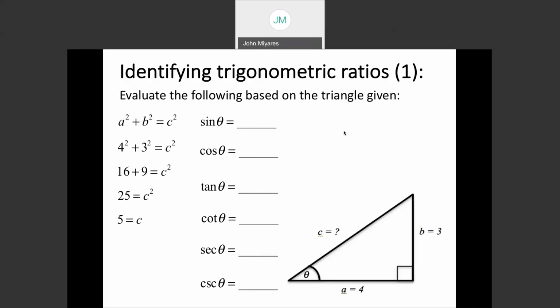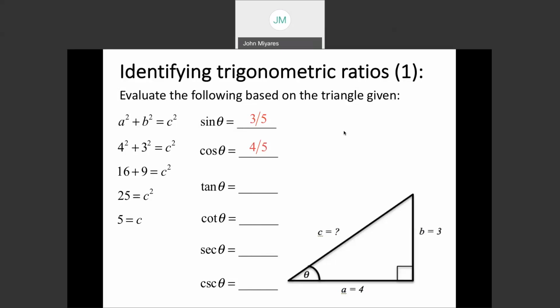The sine of the angle, according to SOHCAHTOA, is the ratio of the opposite side to the hypotenuse. The opposite side, b, equals 3, and the hypotenuse is 5. So the sine of angle theta is going to be 3/5. The cosine of angle theta is going to be the adjacent side over the hypotenuse, which in this triangle is going to be side A, which is 4, over side C, which is 5, and that will reduce to 4/5.